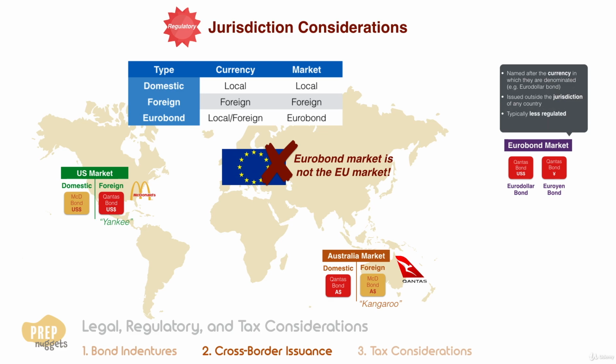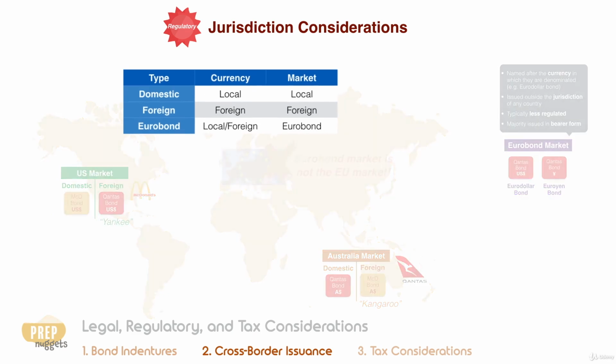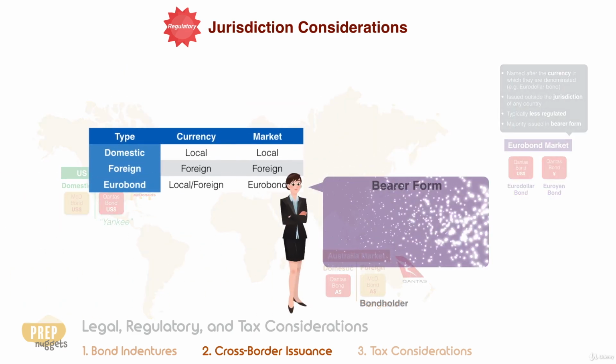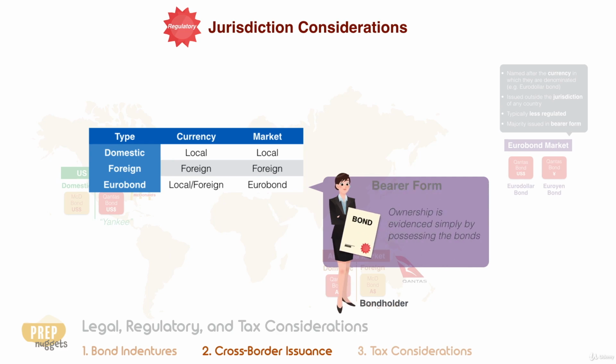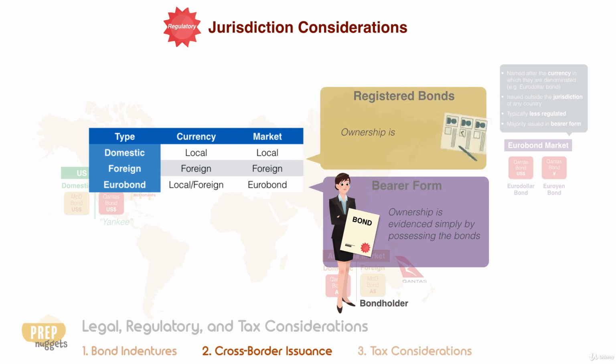The majority of Eurobonds are issued in bearer form. Ownership of bearer bonds is evidenced simply by possessing the bonds. In contrast, most domestic and foreign bonds are registered bonds, for which ownership is recorded by name or serial number. Bearer bonds may be more attractive than registered bonds to those seeking to avoid taxes.